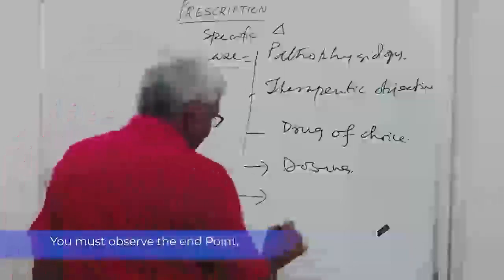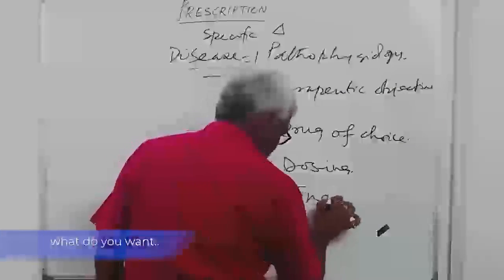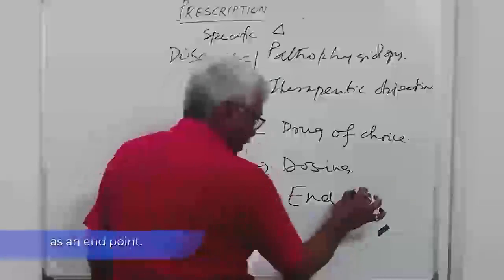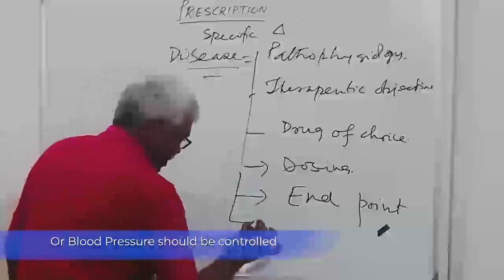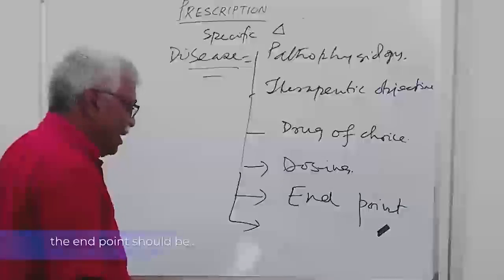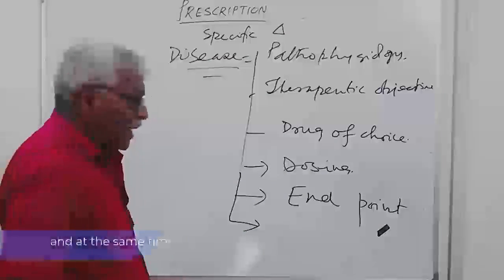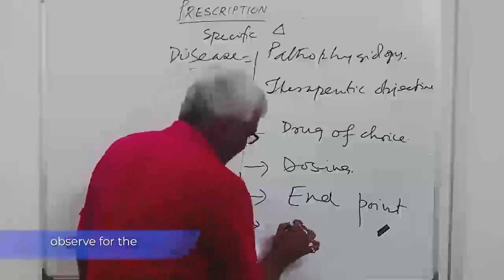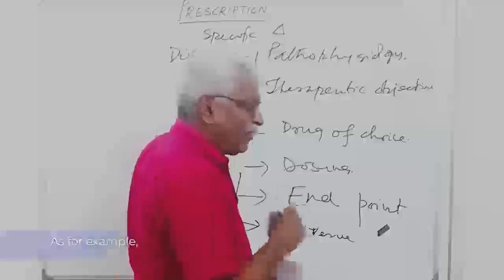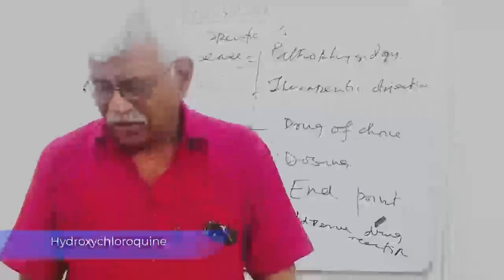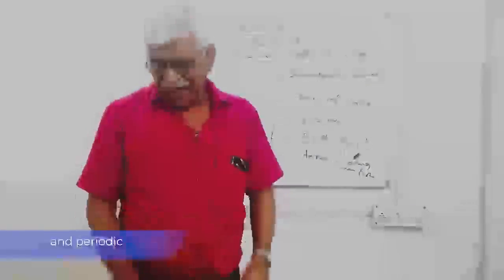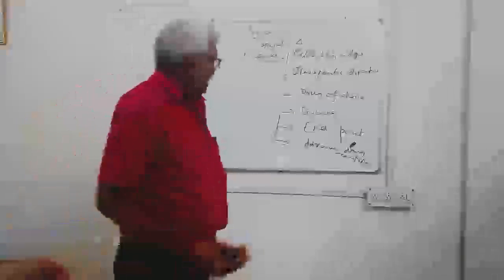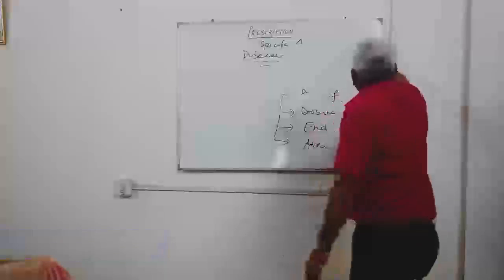Then after the prescription, you must observe the end point. What is the end point? What do you want as the end point? For example, the fever or blood pressure should be controlled, or the diabetes should be controlled. The end point should be pinpointed, and at the same time you must observe for adverse drug reactions. For example, hydroxychloroquine may lead to retinal damage, and periodic ophthalmoscopic examination has to be done. That is also the responsibility of a physician.